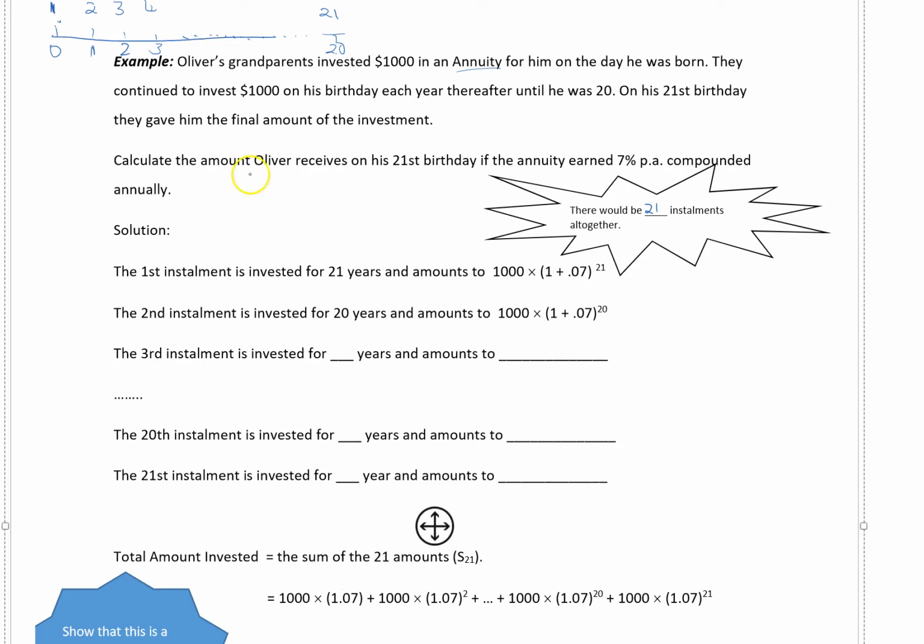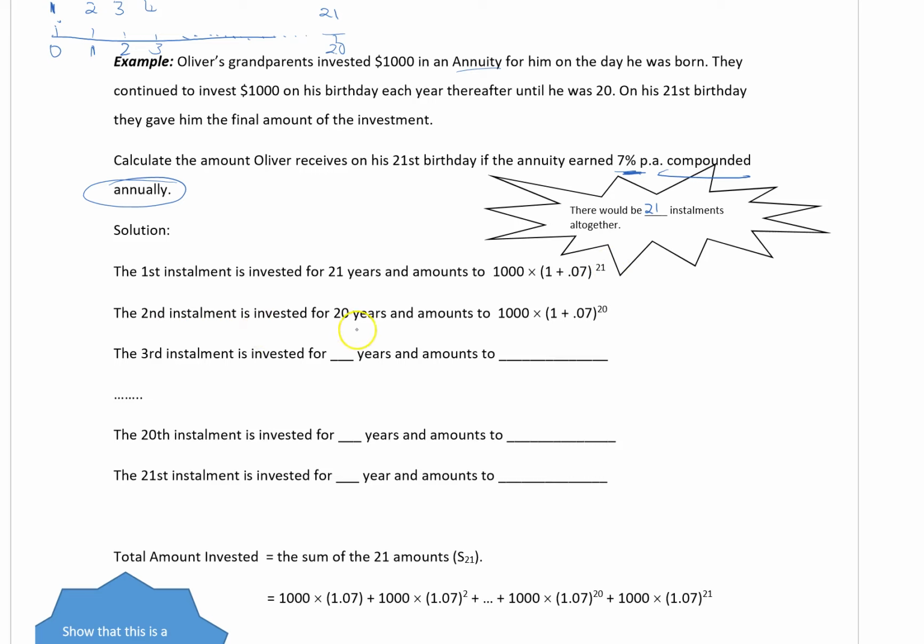It says calculate the amount Oliver receives on his 21st birthday if the annuity earns 7% per annum compounded annually. So this is the familiar compounding formula that we know. We're just going to treat initially each investment separately and try to track what that investment is doing. So let's get started with the solution. The first installment would actually be invested for 21 years in full, and it would amount to 1,000 times 1.07 to the 21. Where do these numbers come from? 7% per annum, and 21 years that first investment sat there.